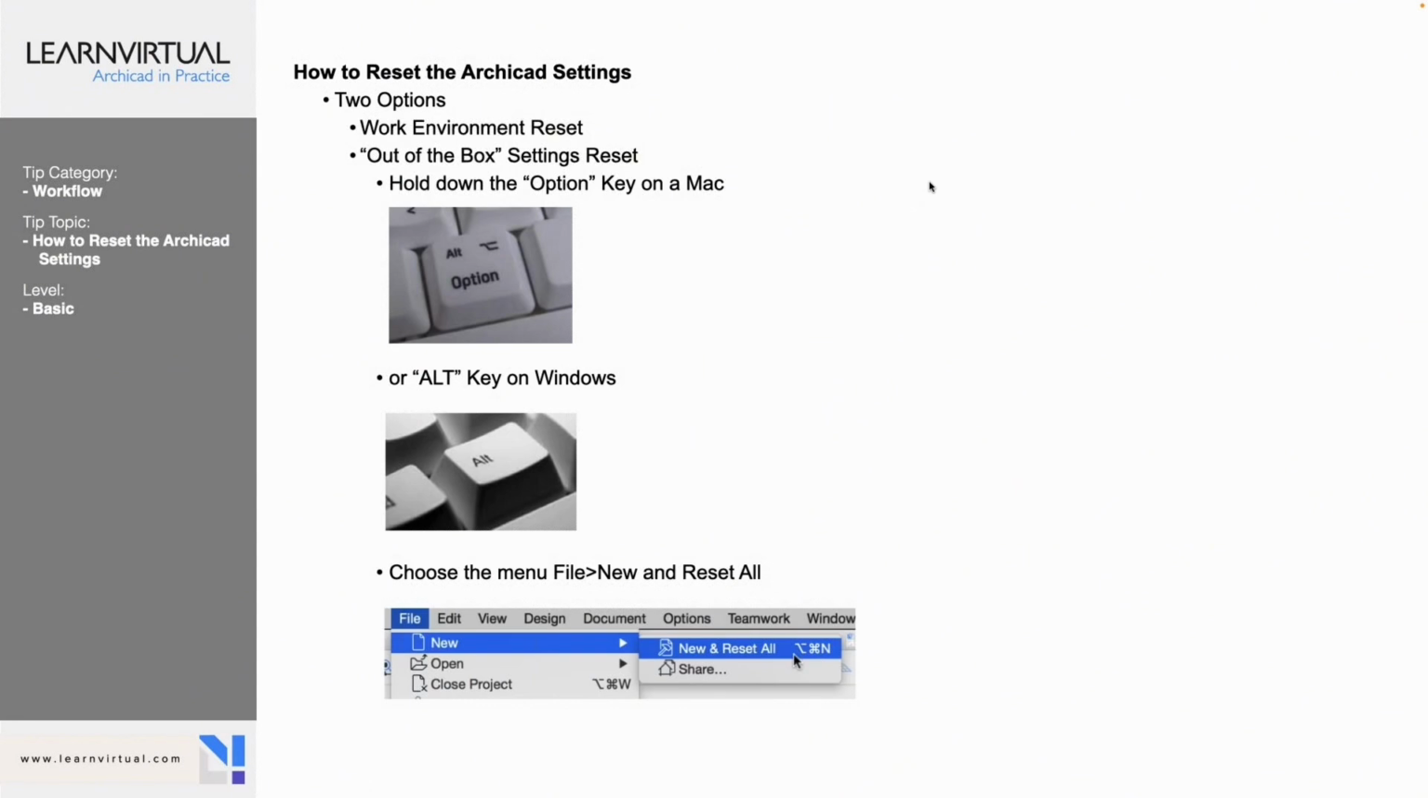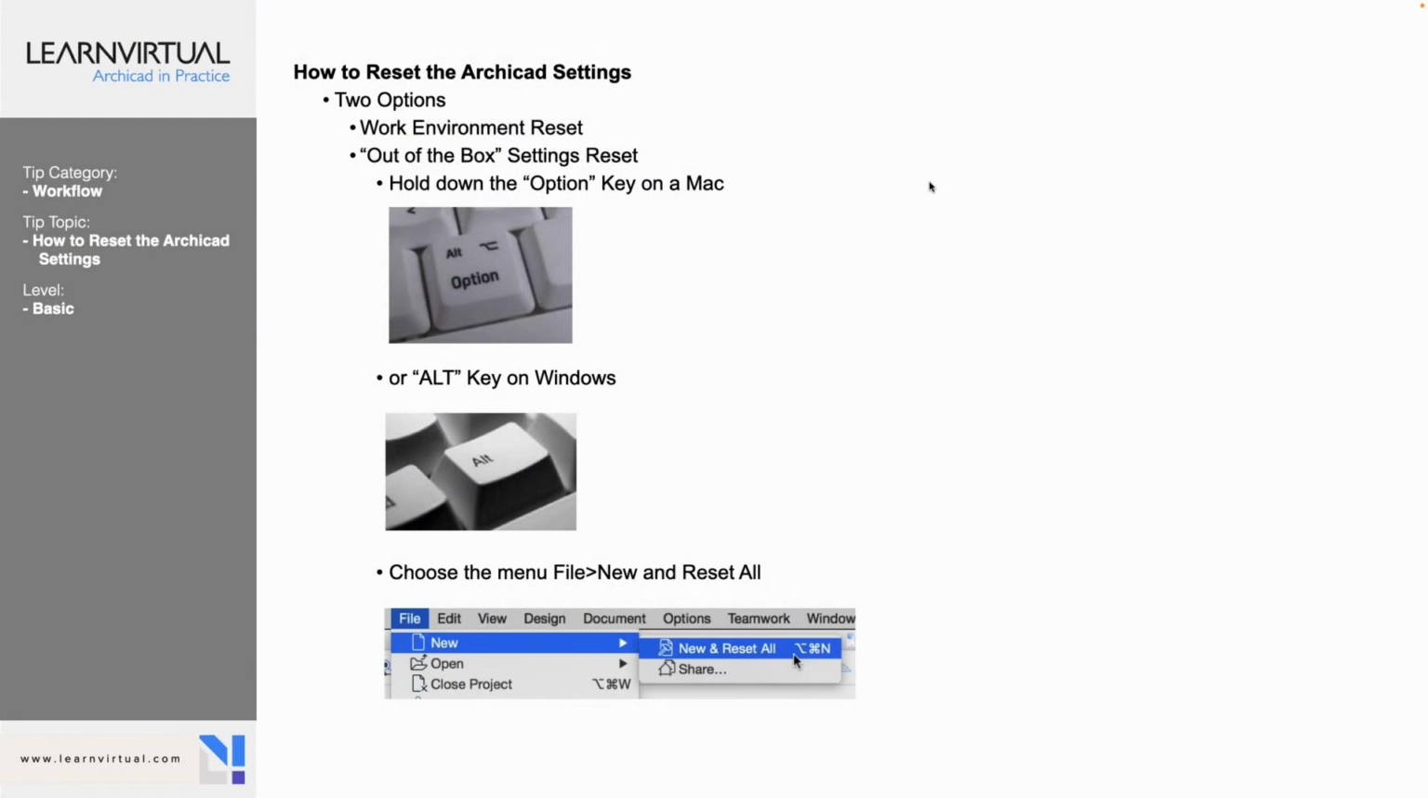You can also reset Archicad back to its out-of-the-box factory settings. How do you do that? Well, what you do is hold down the Option key on the Mac or the Alt key on Windows, and when you do that and you go to the File menu, it will change from just File New to New and Reset All.